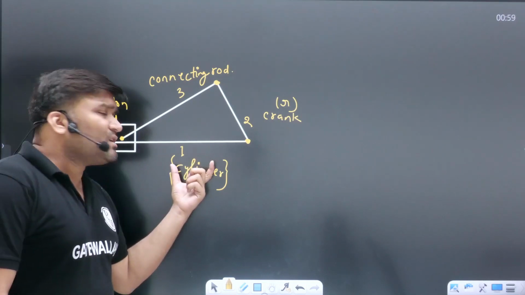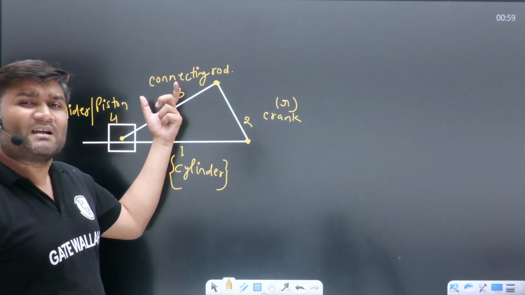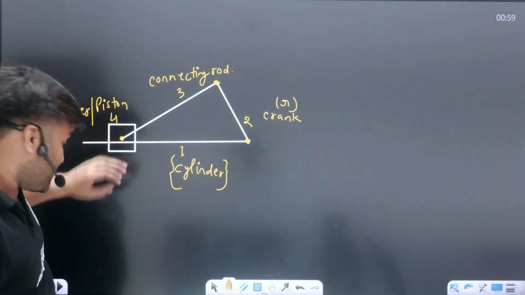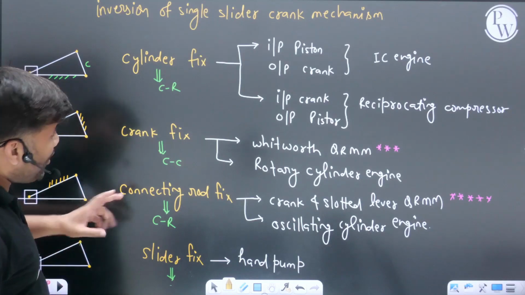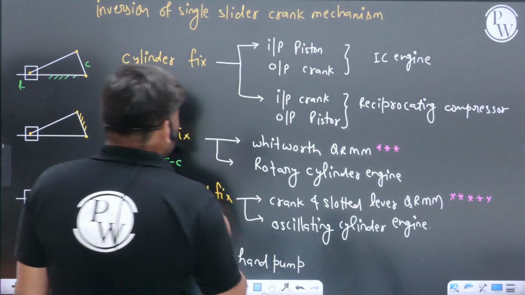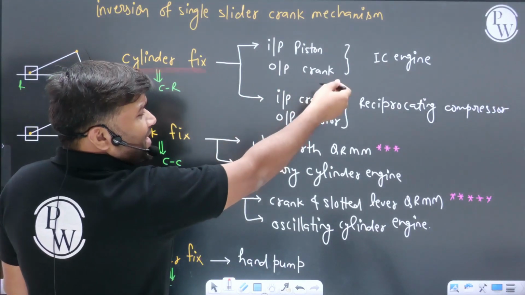If you will fix cylinder, you will get something. If you will fix crank, you will get something. If you will fix connecting rod, you will get some type of motion. If you will fix slider, you will get some type of motion. Examination mein bahut baar pucha hai, multiple times they have asked ki bhai cylinder ko if you are going to fix, which kind of mechanisms you are going to get.